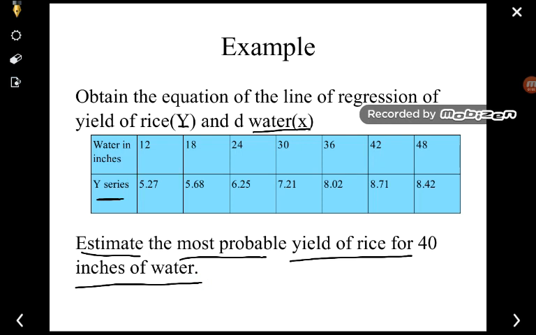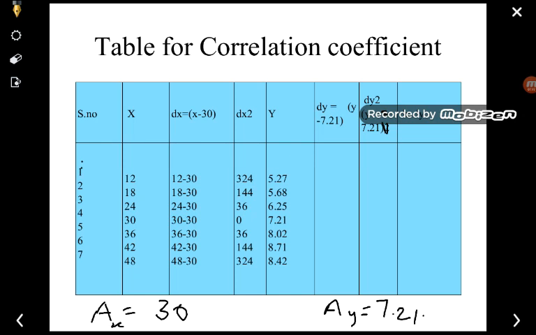The probable yield of rice for 40 inches. If 40 inches of water is applied, then what will be the probable yield of the rice? Now we have to plot a table, and according to the table, the first column should be the serial number.